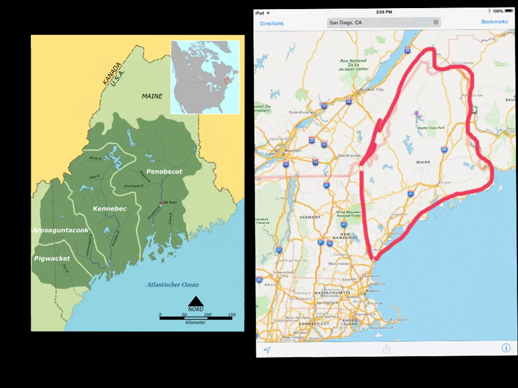Let's compare our modern map of the state of Maine to a map of the Native American tribes of the area. You can see the Penobscot lived in the central to eastern portion of Maine.